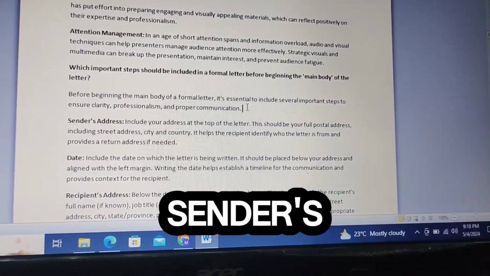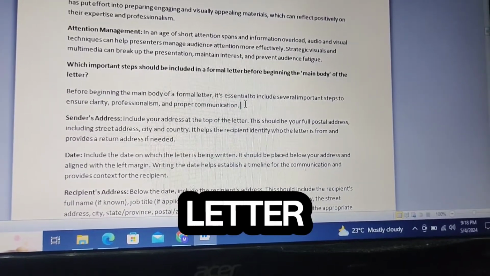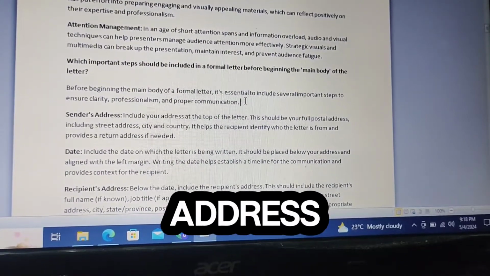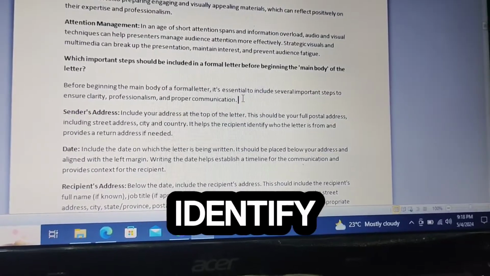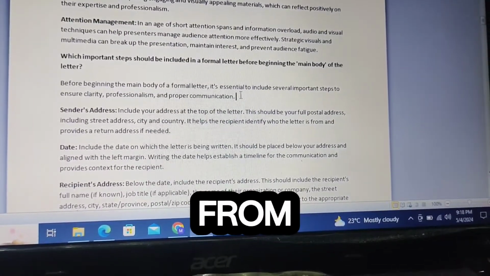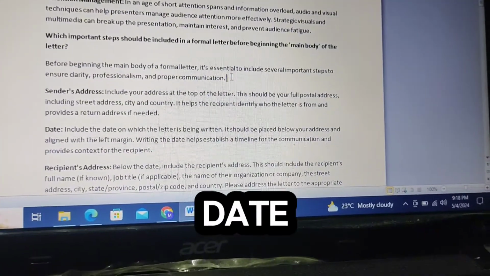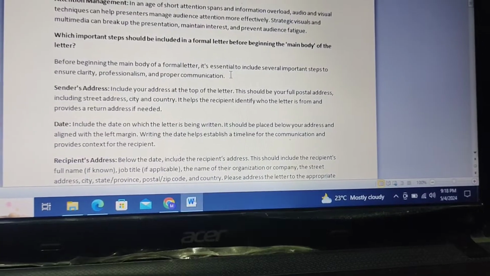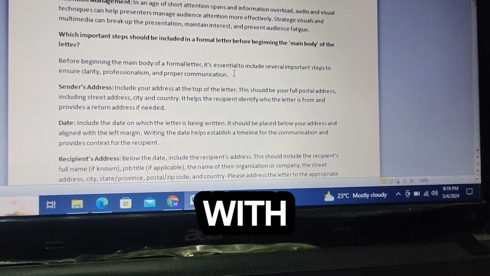Number 1. Sender's address. Include your sender's address at the top of the letter. This should be your full postal address, including street address, city, and country. It helps the recipient identify who the letter is from and provides a return address if needed. Date. Include the date on which the letter is being written.